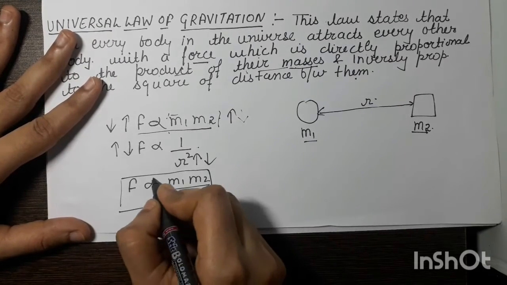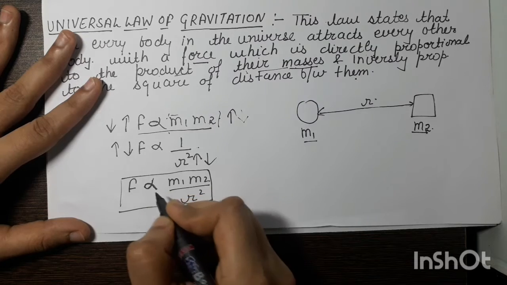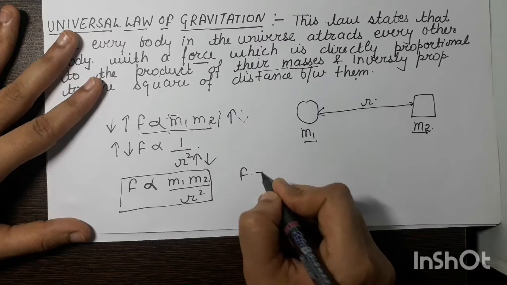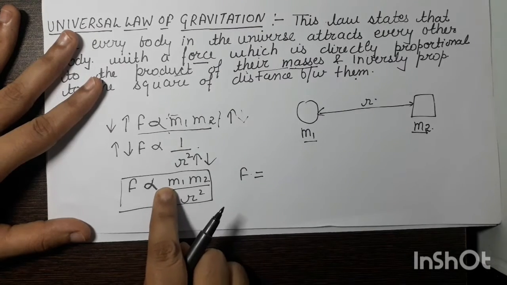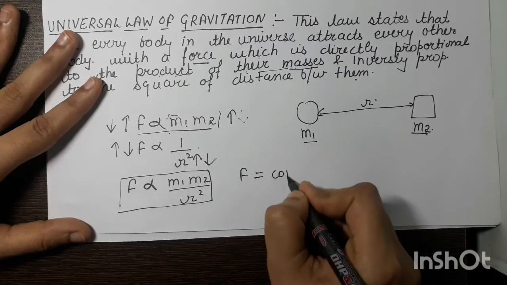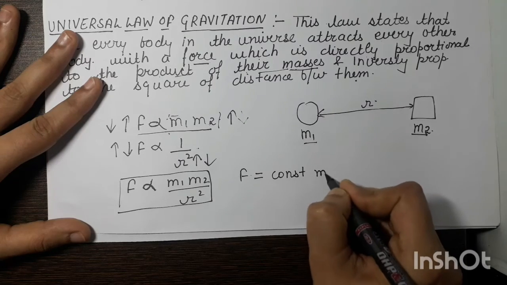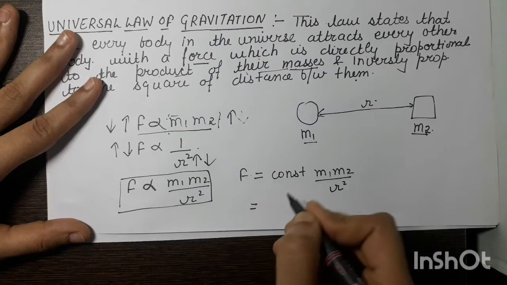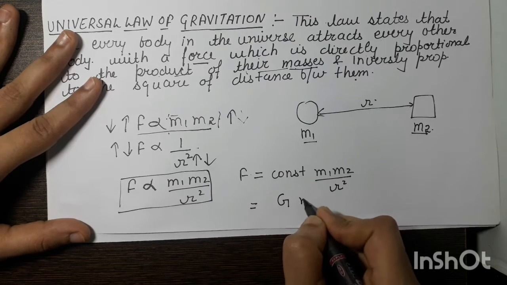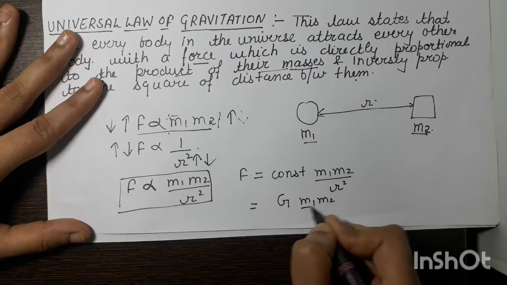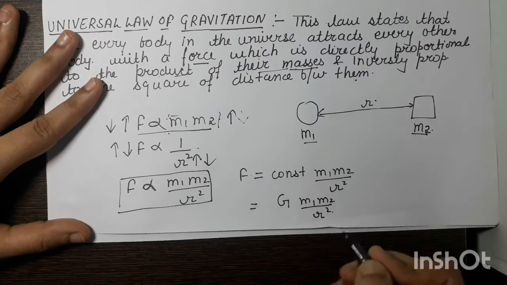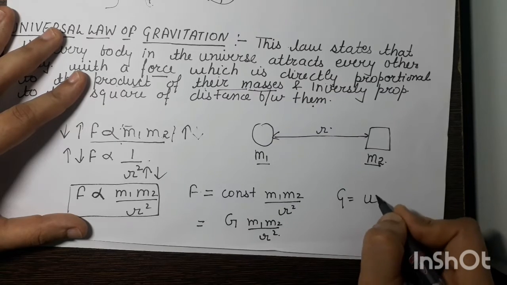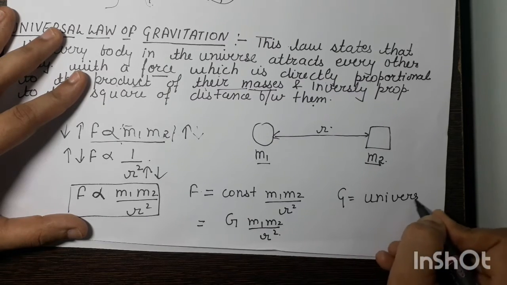Now we know we have here the sign of proportionality. If we have to skip this sign and we want to put the sign of equality, then we must introduce some constant here. So I am putting constant times m1 m2 upon r square. Now here the constant will be capital G. Capital G m1 m2 upon r square. So what is G? G is basically the universal gravitational constant.